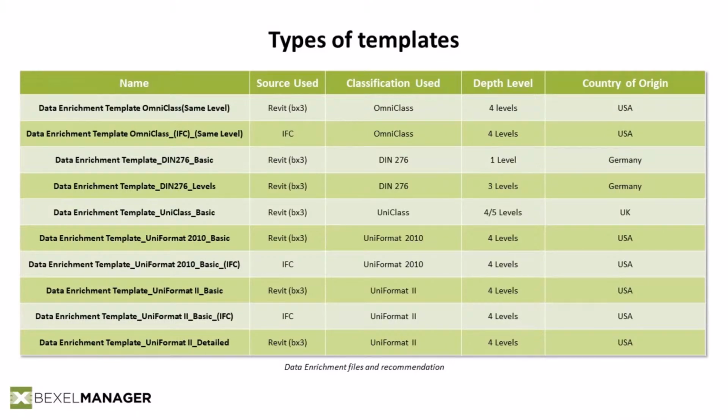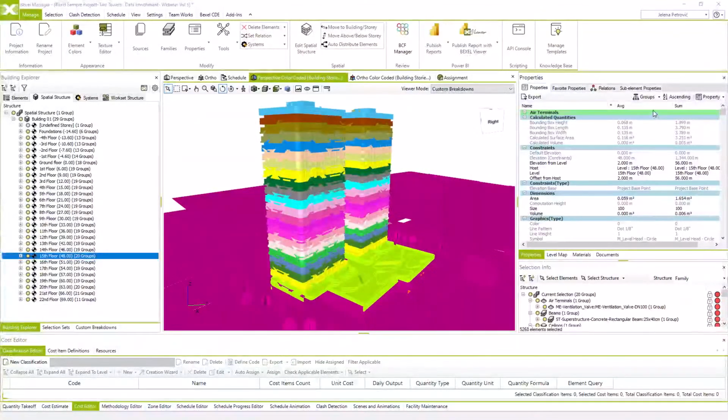Here we can see a list of existing templates available within knowledge base included in the latest BEXEL Manager version. This is an overview of existing templates where you can quickly choose which template suits your project or choose one for customization. They are sorted by used sources, classification and depth level, as well as by country of origin. Let's enrich our BIM model with new properties using this template, Data Enrichment Template UniFormat Basic IFC.